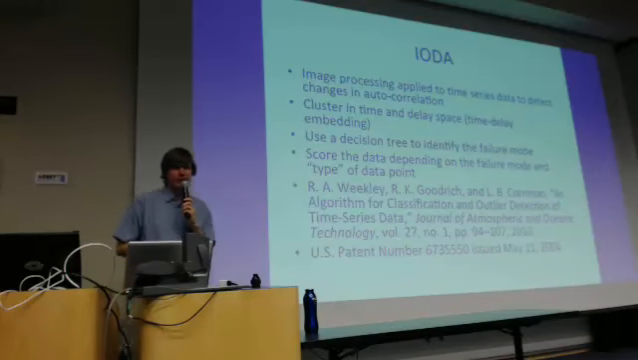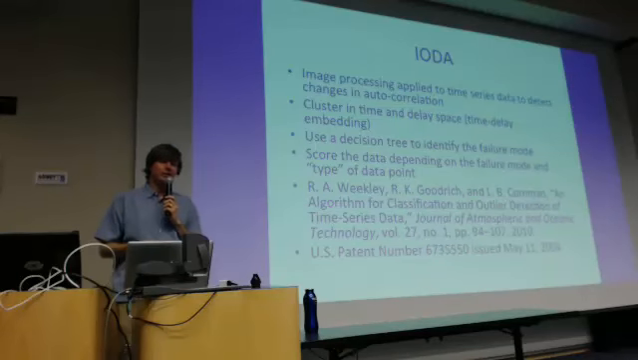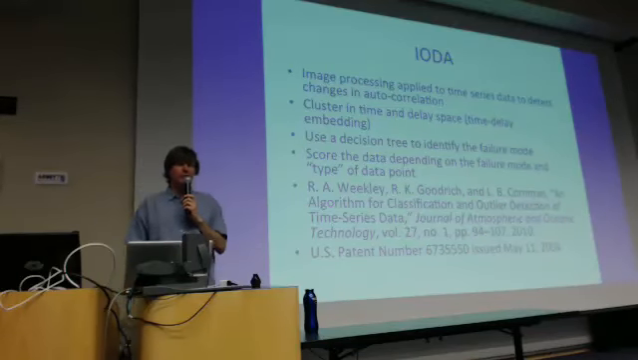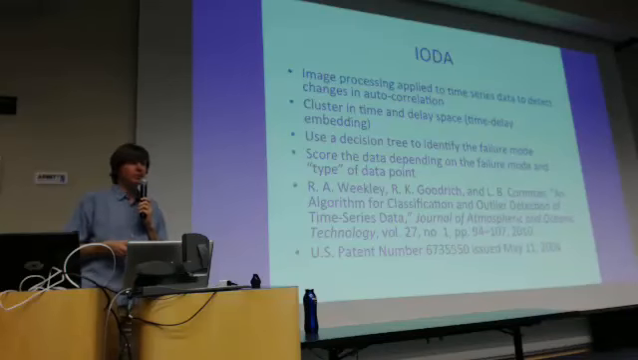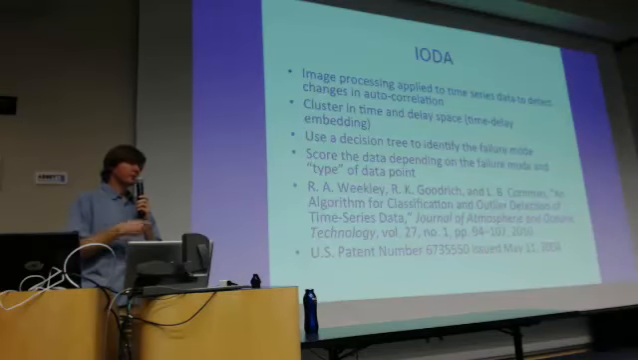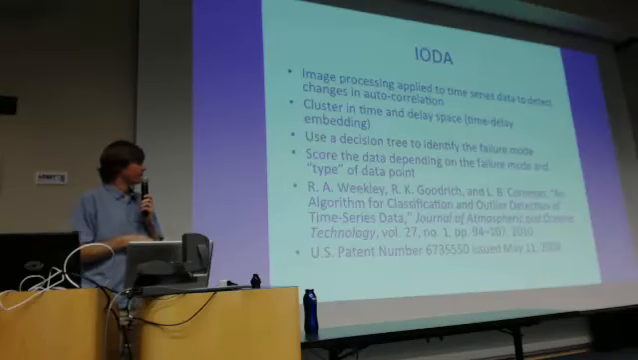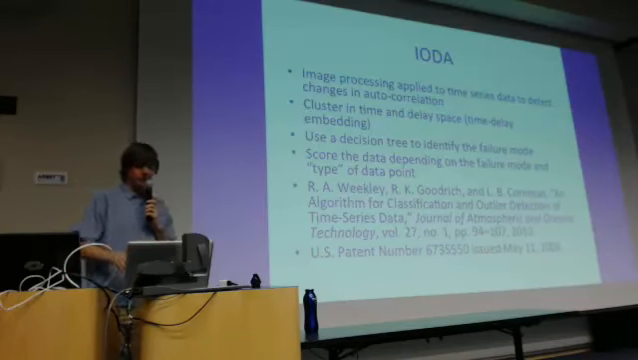So here's just a quick outline of the algorithm. We're going to use image processing techniques in the time domain, and then we're going to cluster data in delay space. Then we're going to use a decision tree to identify the failure mode, and then we're going to score depending on the decision we make from the use of our decision tree. We published these results in a paper printed in the Journal of Atmospheric and Oceanic Technology. There's also a patent on this.